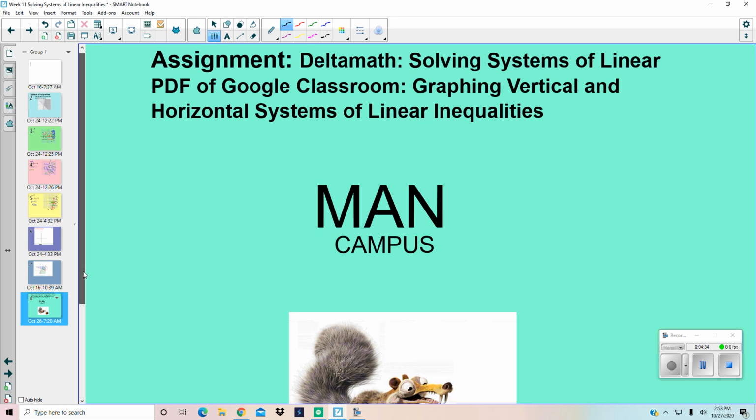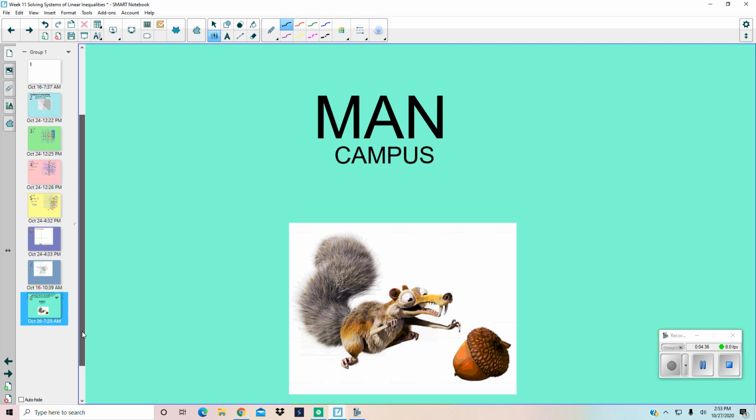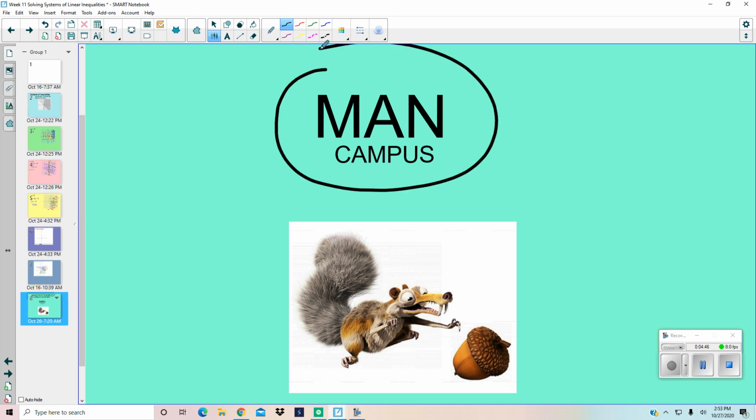So the puzzle, that squirrel is just from those movies. I think, I can't remember the name of the Ice Age movies, but the puzzle is Big Man on Campus.